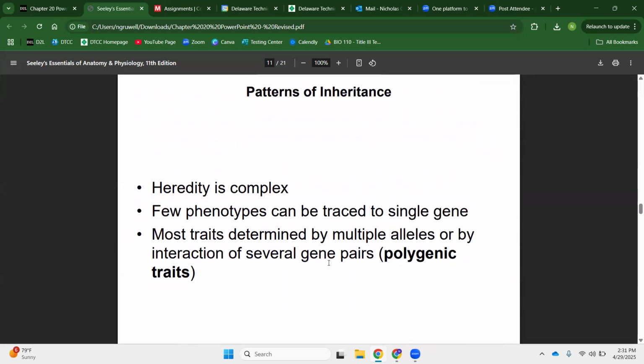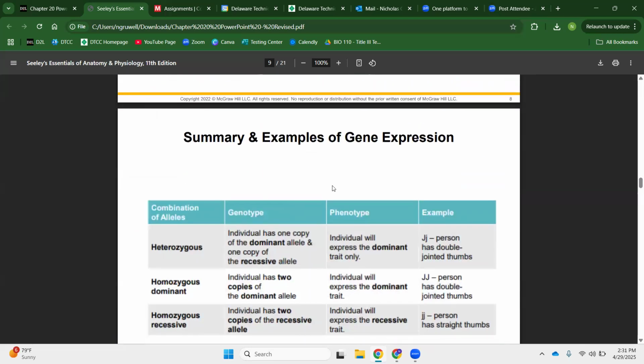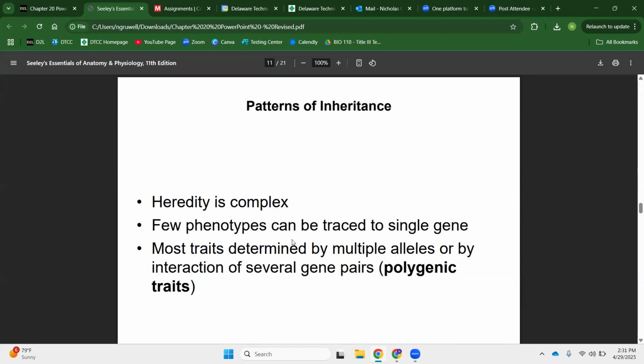So heredity is quite complex. This example that we went through here, these terms in this summary table, really only apply when we're trying to keep it as basic and simple as possible. In reality, there are very few phenotypes where we can draw a nice little four-square Punnett square and figure out exactly how that's happening. Most of the time, there are multiple genes or multiple alleles that are going to contribute to a trait. And so we call those polygenic traits. And that's a majority of the traits in our body. They're influenced by multiple chromosomes, multiple genes.